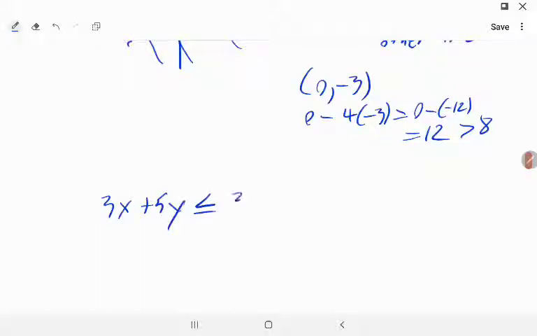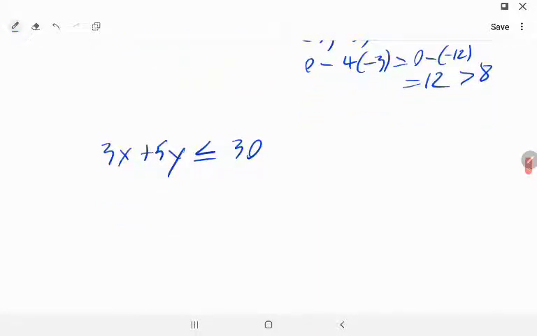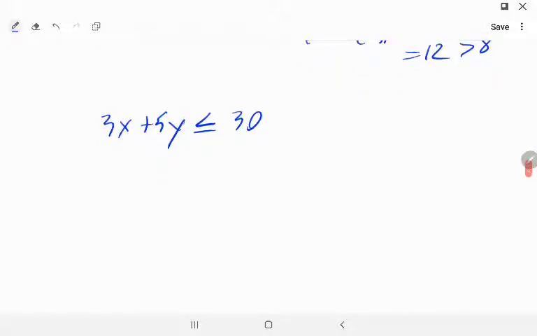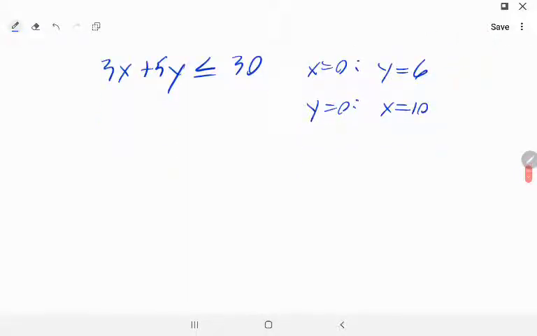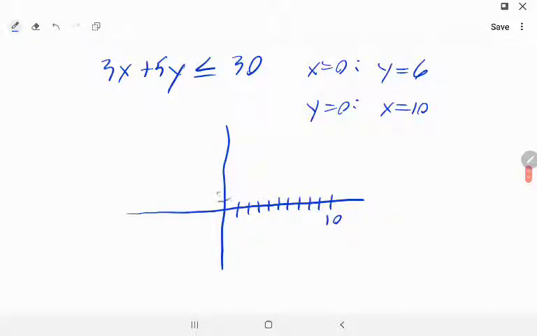So the only slight difference, if we said something like 3x plus 5y is less than or equal to 30, is that now we're actually allowed to draw a solid line again. So now we can actually use the intercepts. We notice that if x is 0, we know that y has to be 6. If y is 0, x has to be 10. So we can plot the point (10, 0). We can plot the point (0, 6).